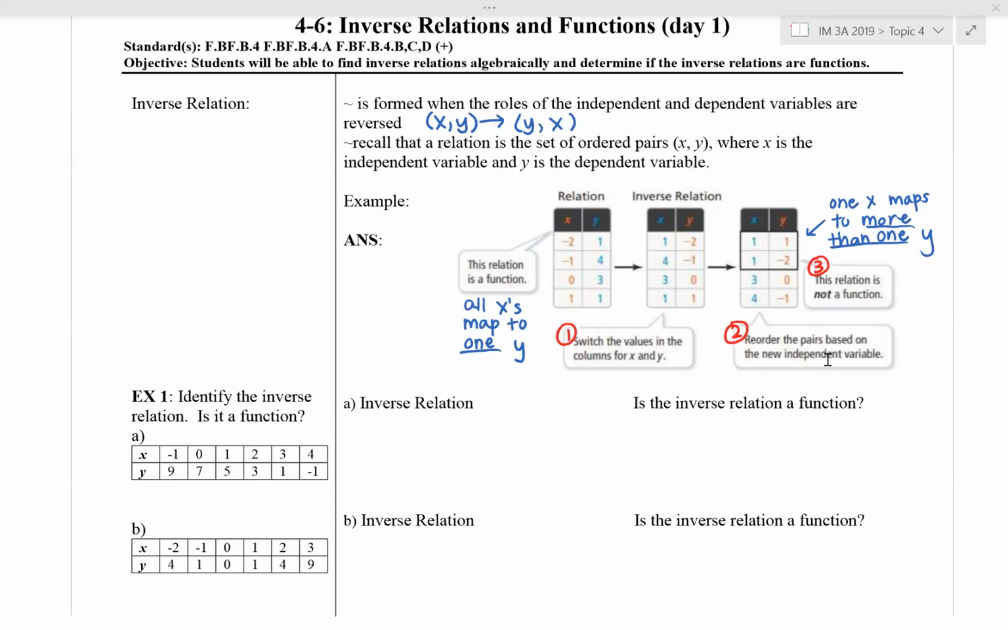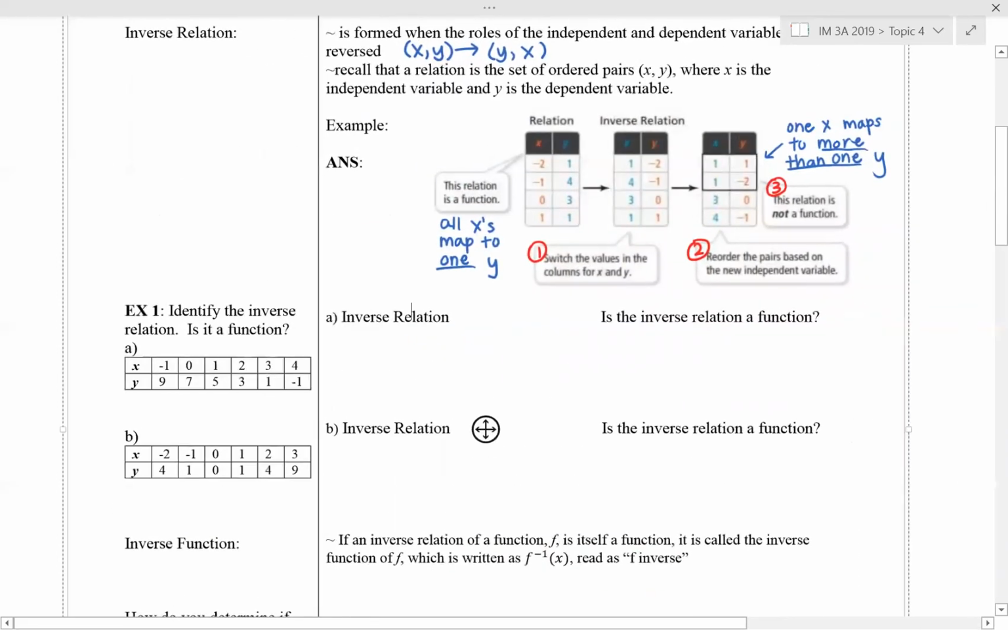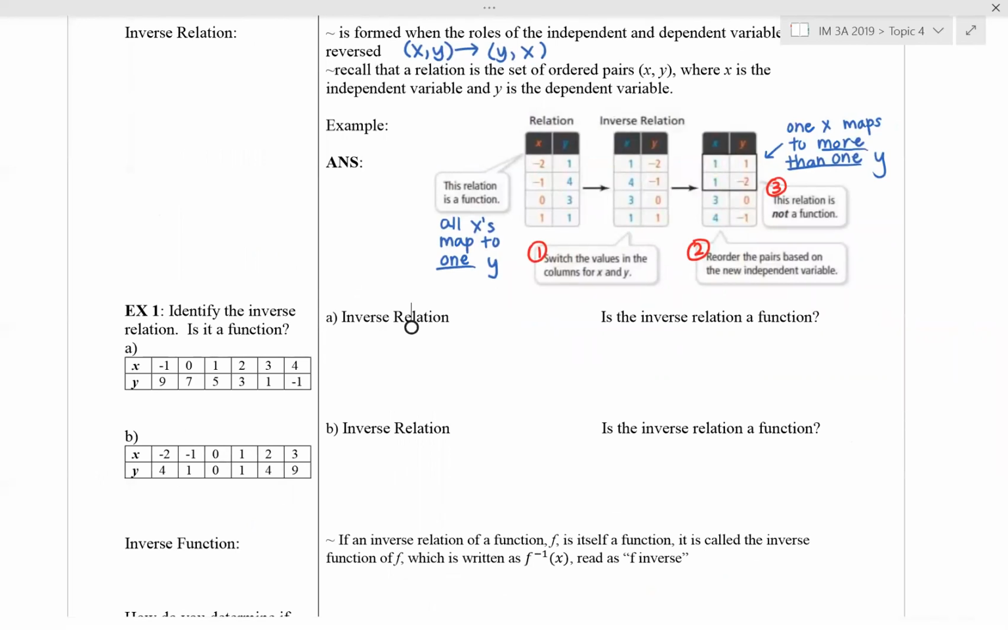So an example of this is with these tables. We can see that the original relation is the set of ordered pairs -2, 1, -1, 4, 0, 3, and 1, 1. To create the inverse, you simply switch the x and the y. So the new points are 1, -2, 4, -1, and 3, 0, and 1, 1.